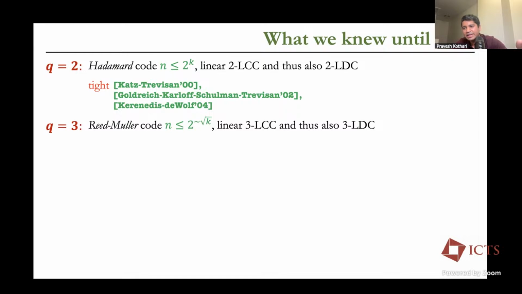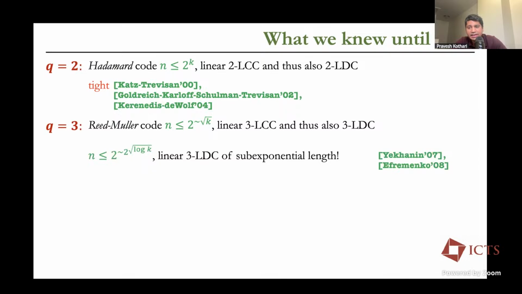So for 3 query codes, there is a natural generalization of Hadamard codes. You can think of the Hadamard code as evaluation of linear functions, with the k message bits as coefficients. If you view these k message bits as coefficients of a quadratic polynomial, you get the so-called Reed-Muller code. Many of you might already know them very well. And there is a very natural extension of the Hadamard local correction algorithm that gives you a local correction algorithm, this time with 3 queries. And because it's a locally correctable code, you also, of course, have a locally decodable code.